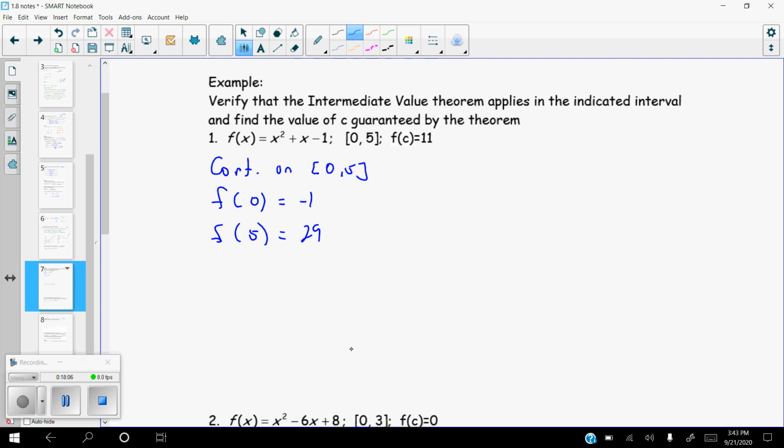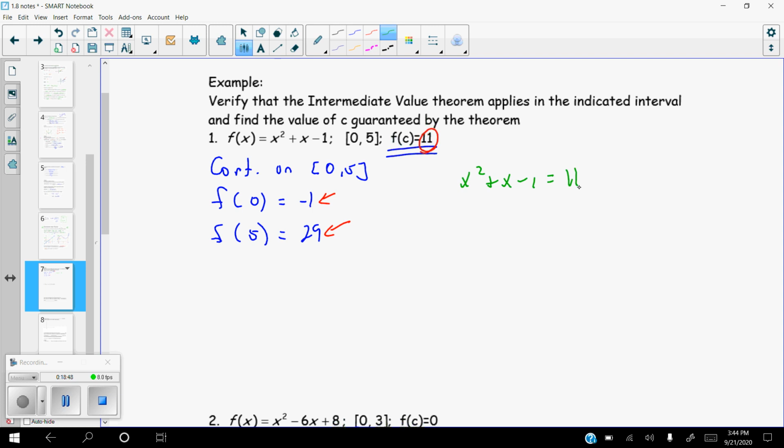Now, according to the intermediate value theorem, if we want to verify that f of C equals 11 somewhere, that means I need to actually figure out where this function equals 11. So is 11, first of all, a number in between my two endpoint values? Yes, between -1 and +29, 11 definitely is in there. So we're good there. So we need to take the function x squared plus x minus 1 and set it equal to 11 so that we can figure out where these values actually occur.